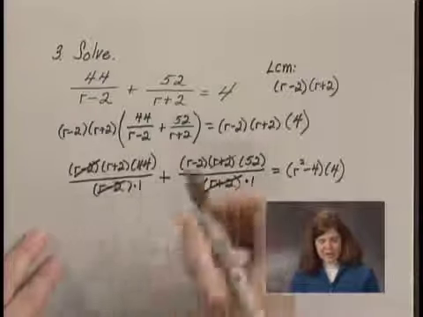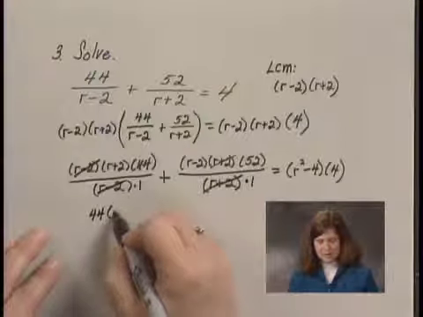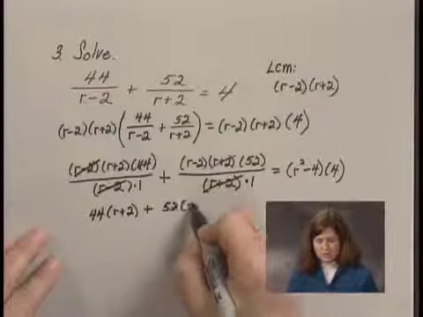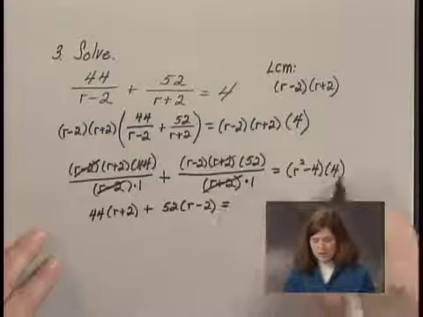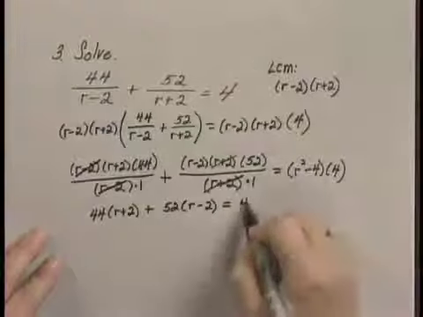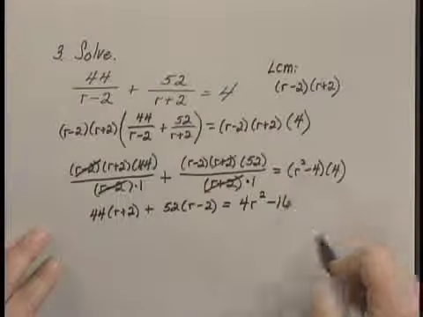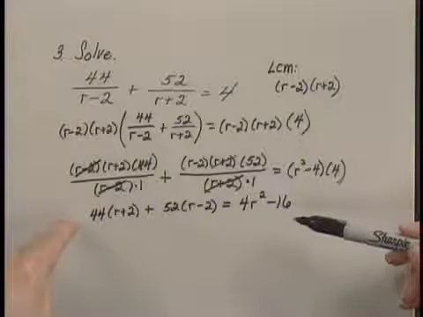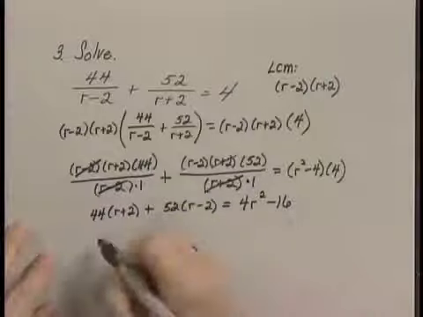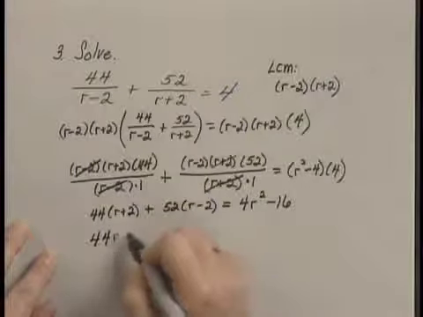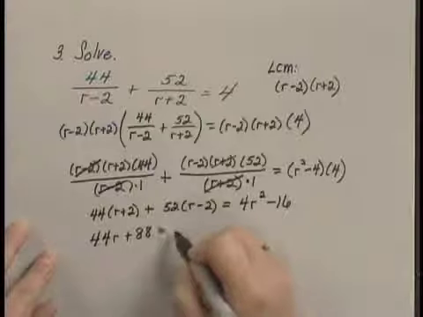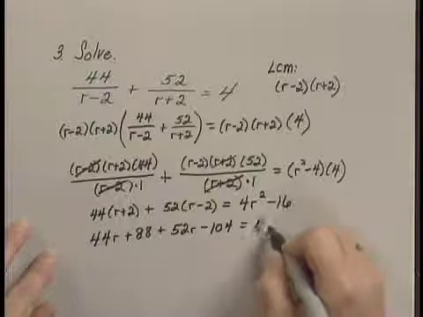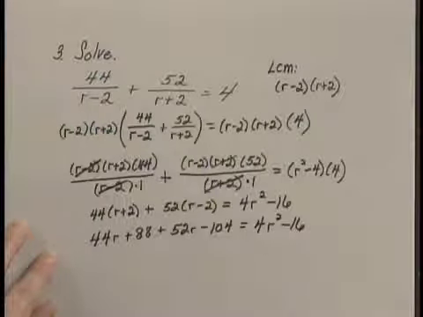Now when I write this, I have 44 times r plus 2 plus 52 times r minus 2 equals, I'm going to write this as 4r squared minus 16. Now I have nothing in the denominator. They're cleared. So I continue solving. Multiplying, I have 44r plus 88 plus 52r minus 104 equals 4r squared minus 16.